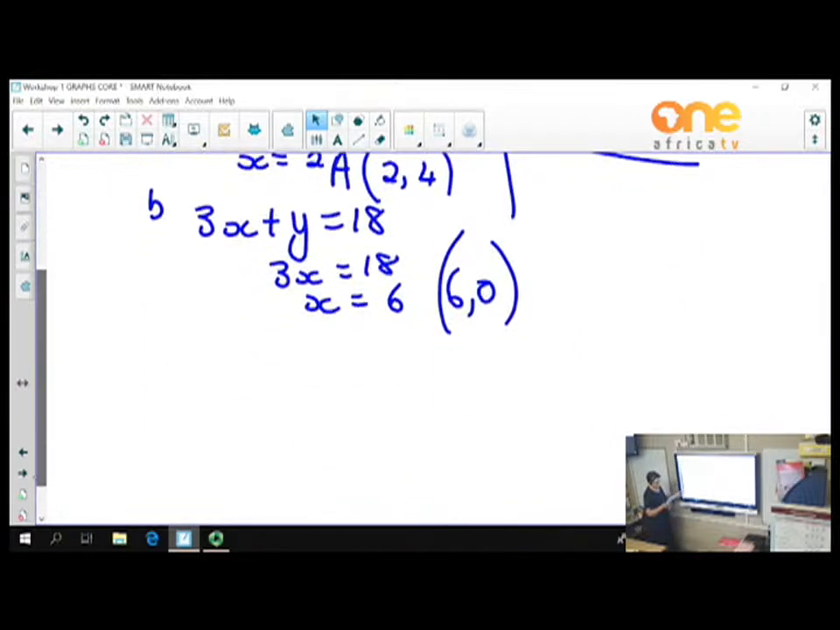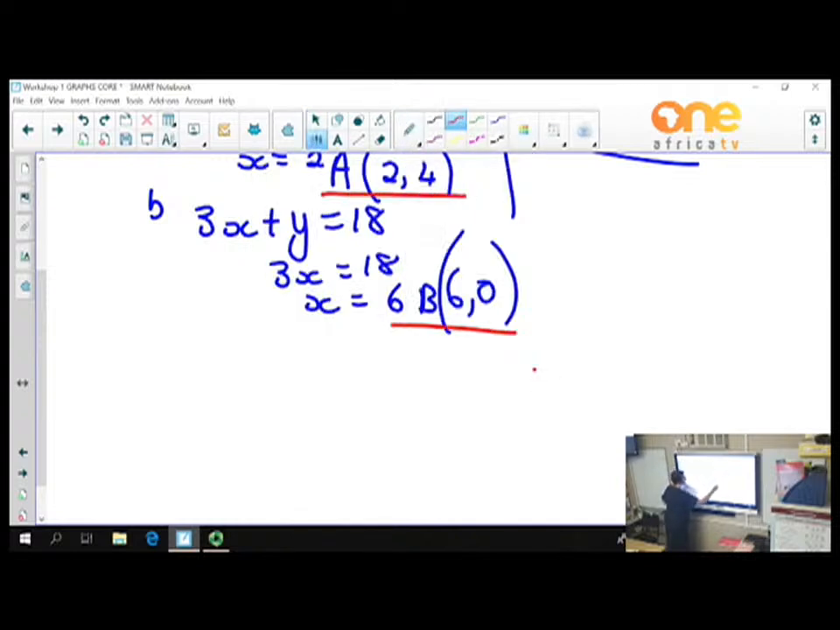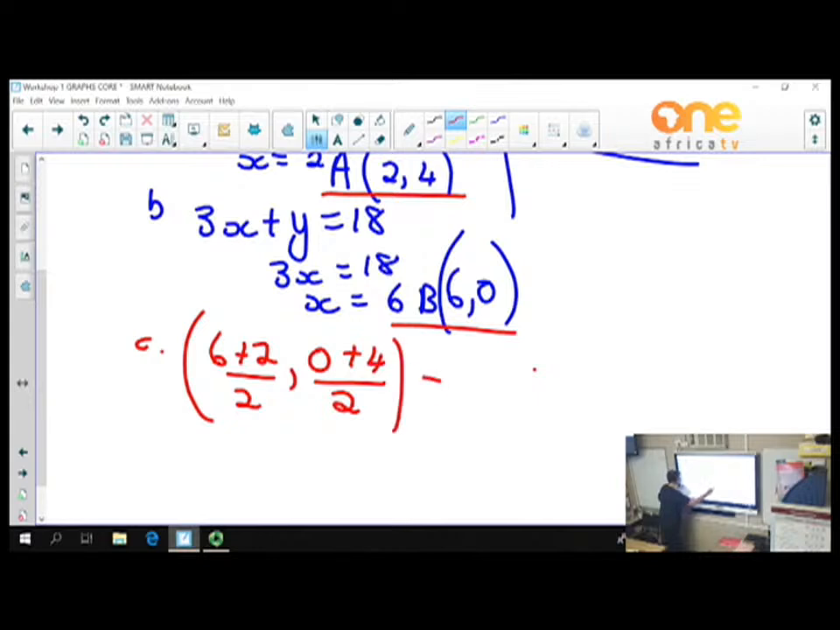And then the next one, find the coordinates of the midpoint M joining the line A and B. Now, we have the coordinates of A and the coordinates of B. So this is the two that you are working with. And now we have to find the midpoint. So it's just the midpoint formula, 6 plus 2 over 2. You can't say that this is difficult, 0 plus 4 over 2. It's just my formula, and the answer is then 4, 2. So the midpoint is 4, 2.